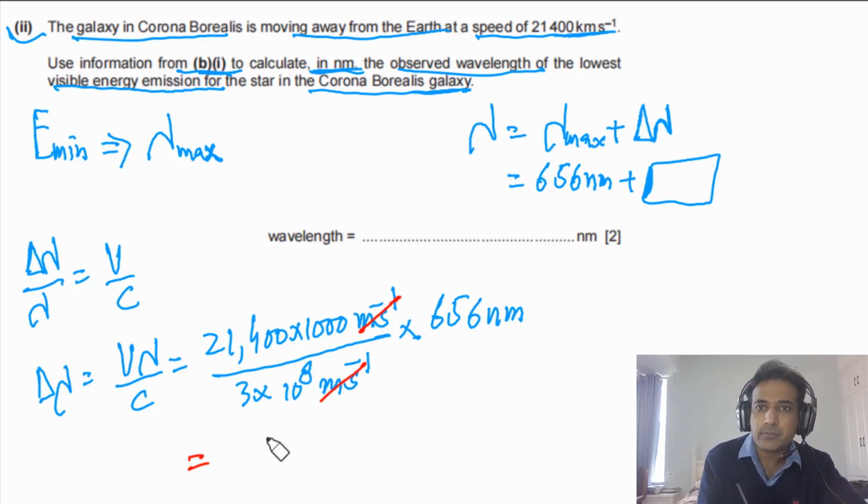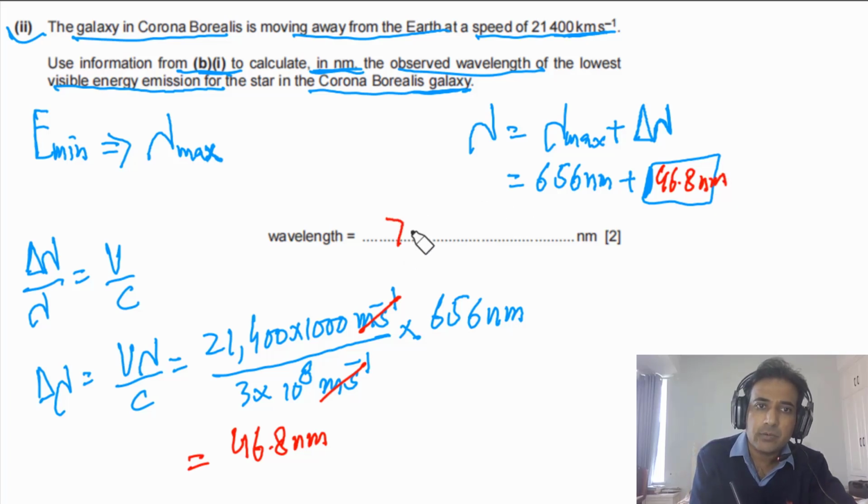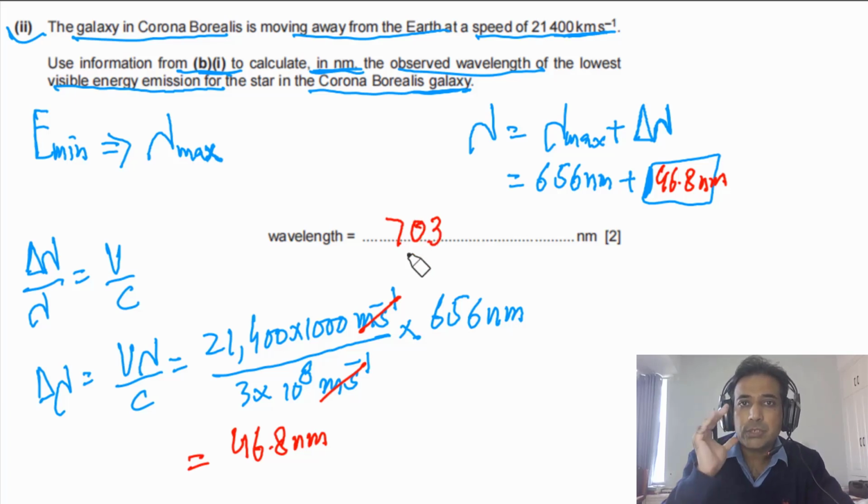Now if we solve this one, we will get 46.8 nanometers. So simply we can write here 46.8 nanometers. So if we solve this one, our answer is, up to 3 SF, 703. So this is how we can answer the question. You need to understand what the question is asking you, and then look at the given information and try to use your understanding of physics to reach the final answer.